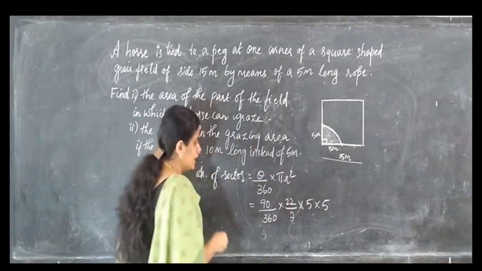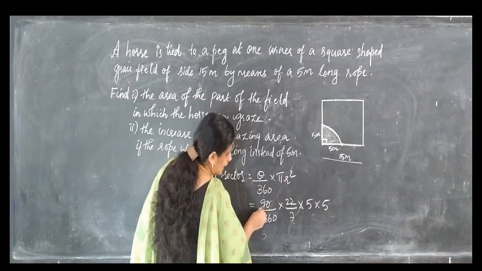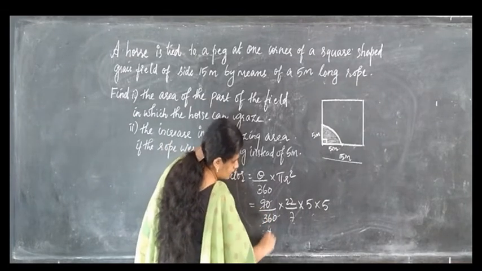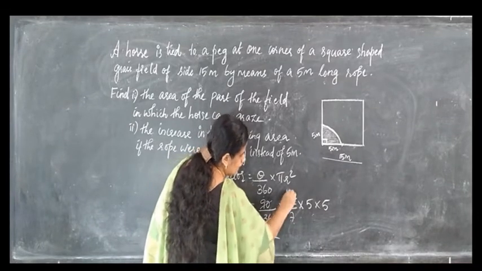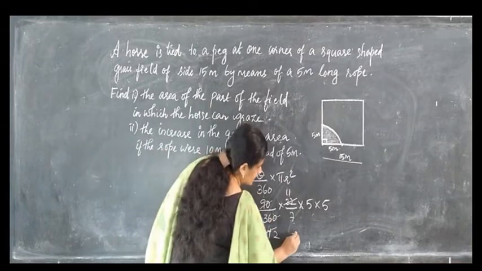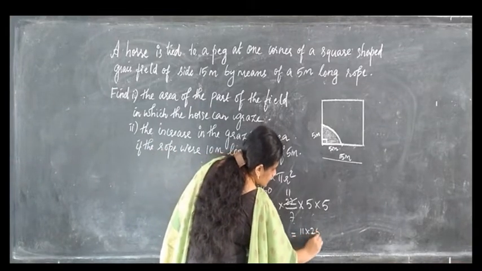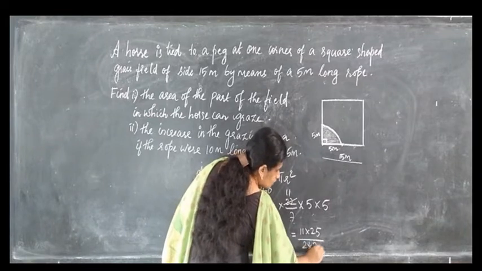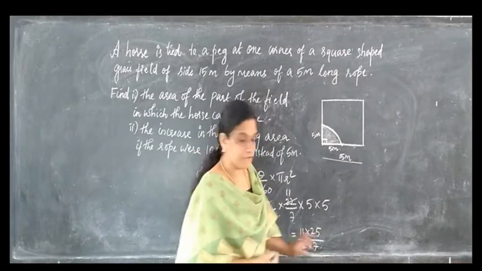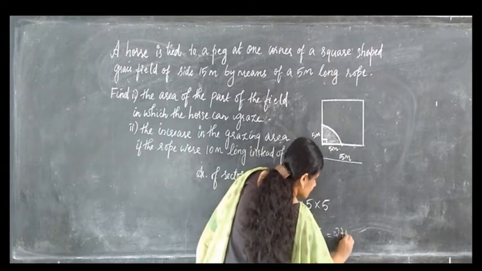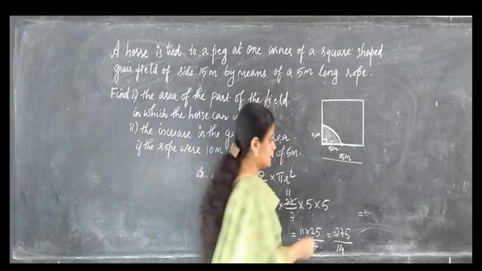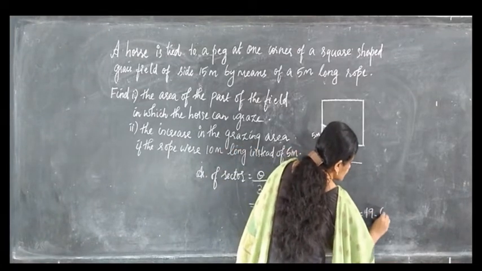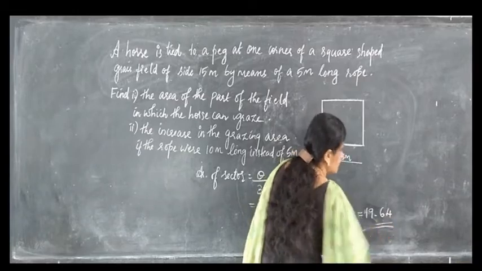Now can we cancel anything? Yes. We can cancel here. 4. Again, 4 and 22. How many times? 2, 11. So what is the answer? 11 into 25 by 2 into 7. So 11 into 25 is 275 divided by 14. So when you divide, you will get the answer as 19.64. So the answer is 19.64 meters square.